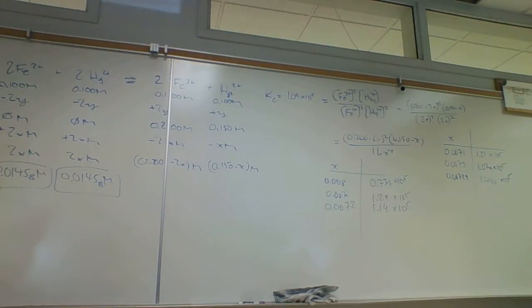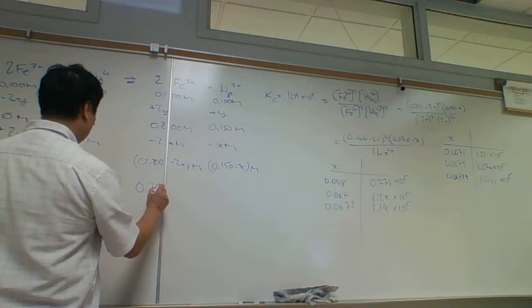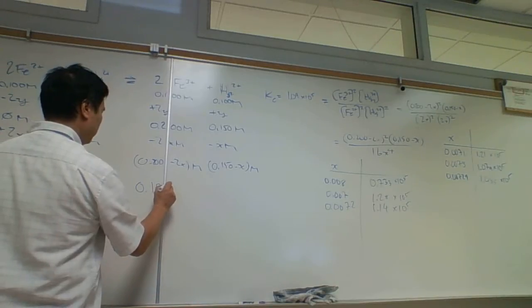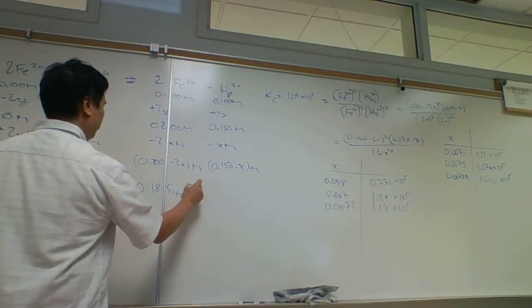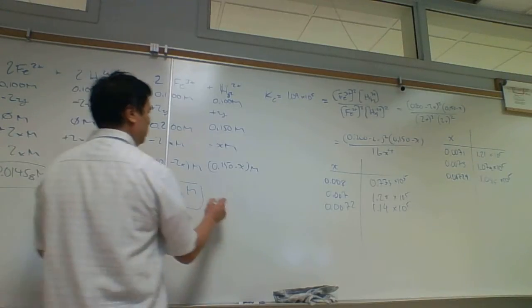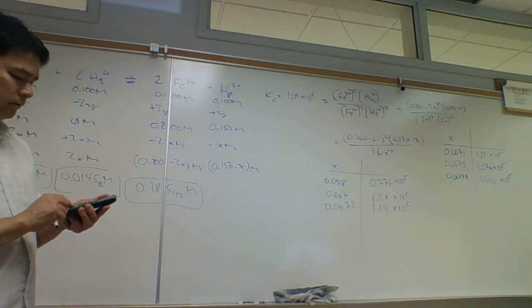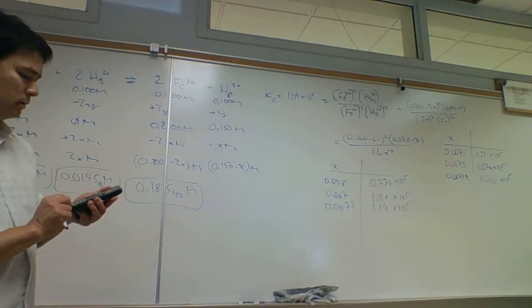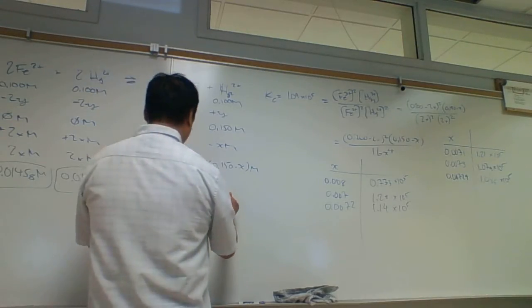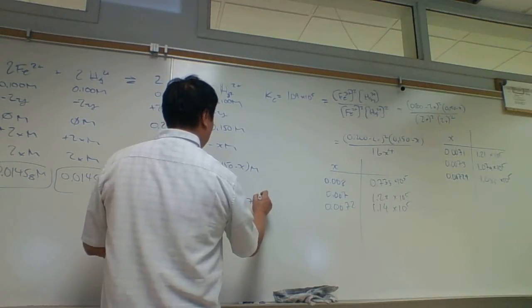So 0.2 minus 0.01458 gives us 0.18542 molar. Then 0.150 minus x. So 0.15 minus 0.00729 is 0.14271 molar.